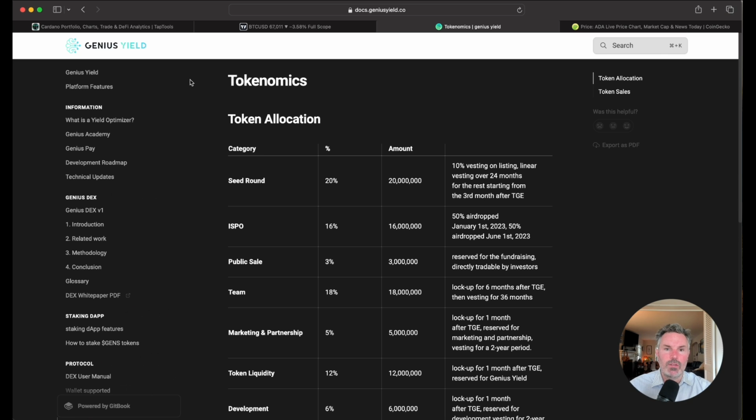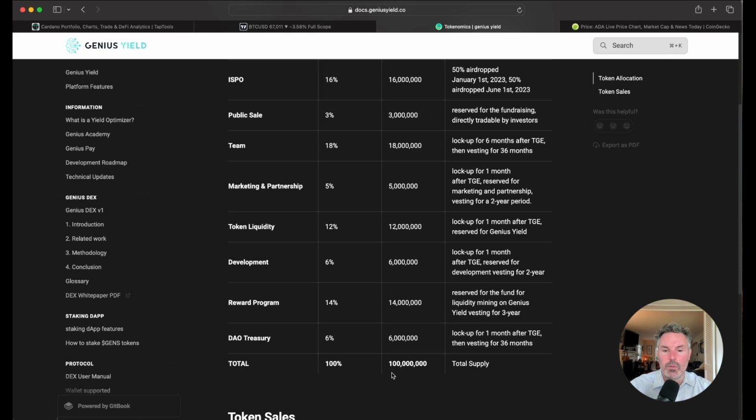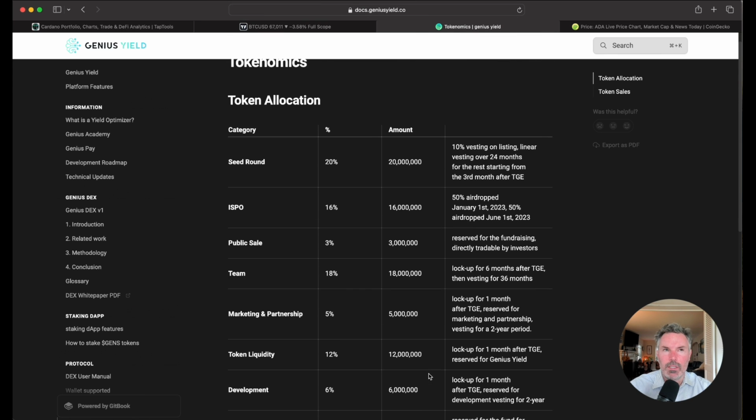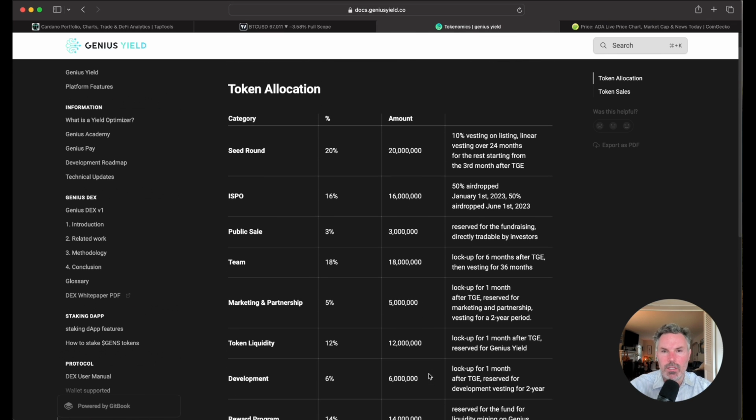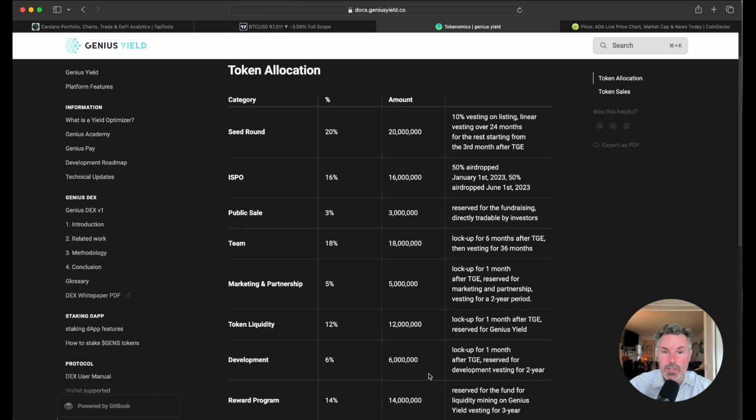Okay, and so now we're at docs.geniusyield.co, and we're in the tokenomics section. It gives you a representation of the token allocation. So look, the seed round, right? We talked about the seed round, so we're going to look at it in a second. You have 20% of the tokens. Genius Yield has a total, as we already looked at before, of 100 million tokens in its full max supply. And we saw that around 67 million are out in circulation, so over 50%. I like those numbers.